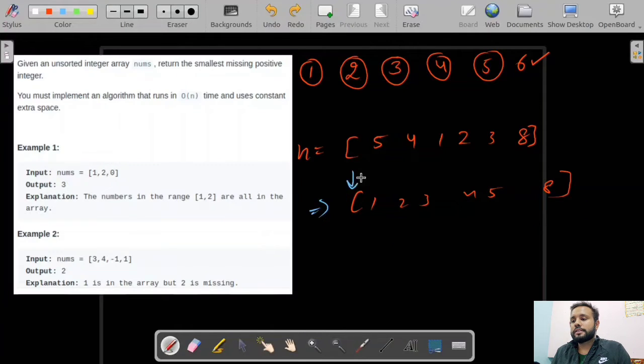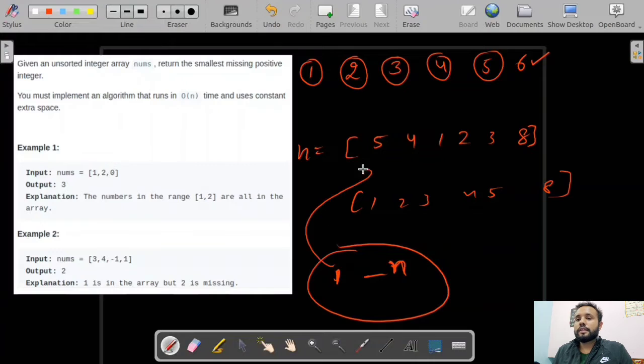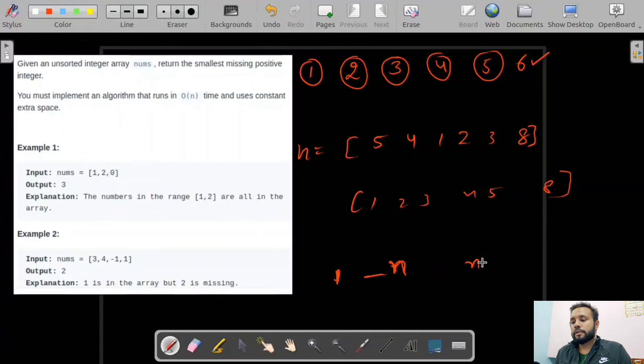Here we are sorting this array, and then we are finding these numbers. I can use some information which is provided in the question that is not directly available, but we can think of that. That information is, if all the numbers from 1 to n are present in this array, which is the worst case, then our first missing positive will be n plus 1.